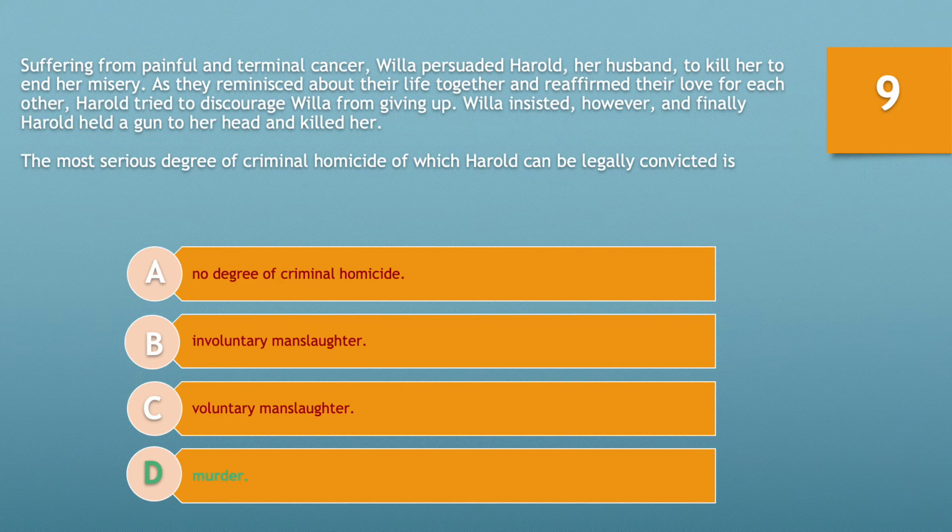Here, Harold tried to discourage Willa from giving up, but Willa insisted, so Harold held a gun to her head and killed her. Harold had the specific intent to kill Willa in order to end her misery. There was no lawful excuse justifying the killing and no adequate provocation. Therefore, the most serious degree of criminal homicide of which Harold can be legally convicted is murder.